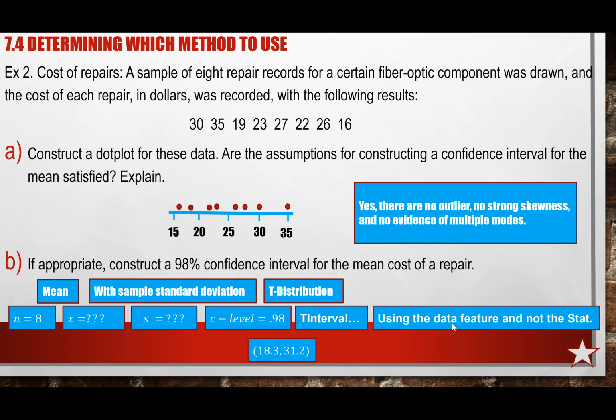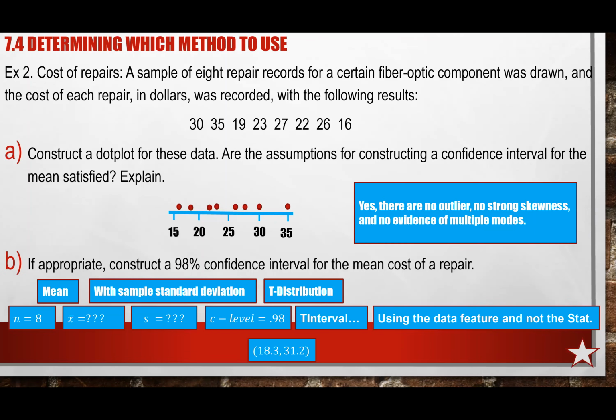We use the data feature only when we have raw data, and they don't tell us anything about the population standard deviation, or don't mention it. The only reason we use the stat feature is when we already have the summary statistics, not the raw data.